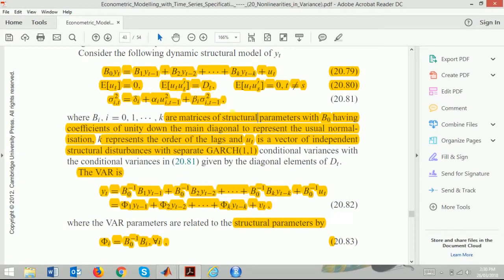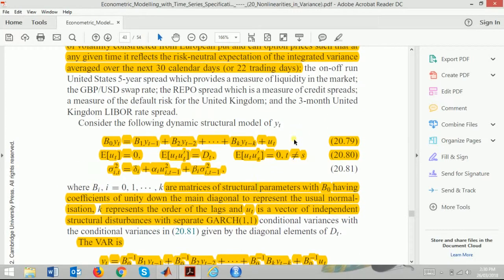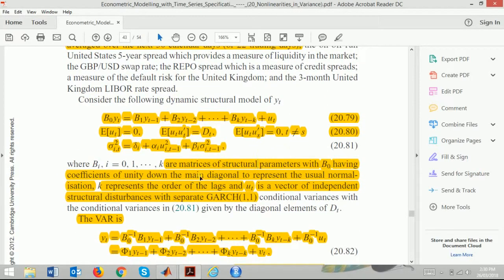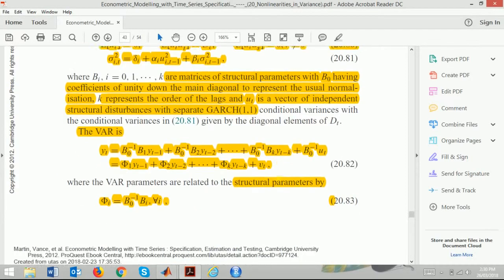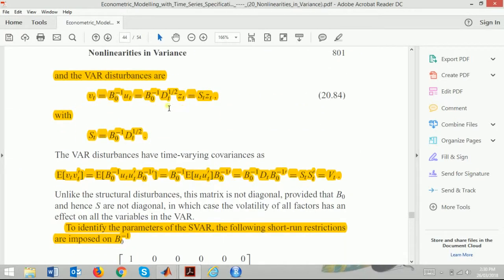D is again u u transpose, which is basically the diagonal elements of the residual. Z is the standardized residual or standardized structural shock. So we learned this before. We know D, root over D by beta naught is S. We learned that before. So this is the VAR disturbance.